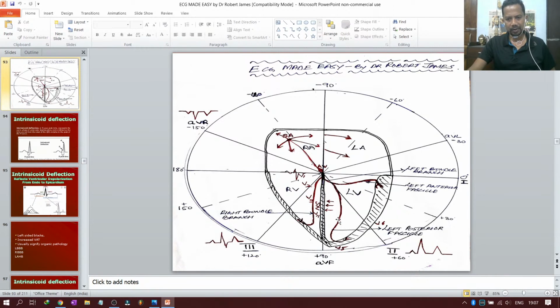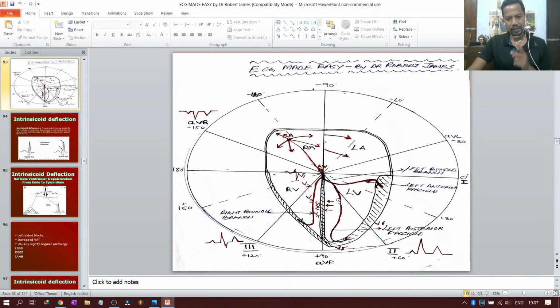Then LPFB. This block is usually a diagnosis of exclusion, when you cannot find any other cause of right axis deviation. Now let us say the left posterior fascicle is blocked, so the left anterior fascicle will stimulate the ventricles like this. So lead AVF becomes positive and lead 1 becomes negative, the right axis deviation quadrant.